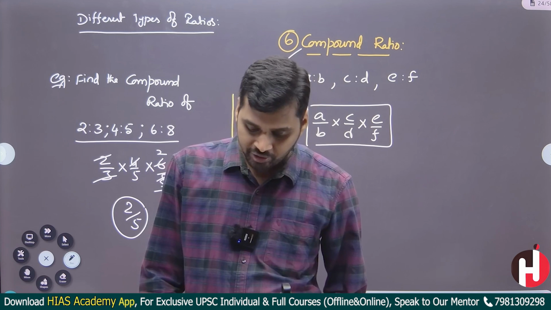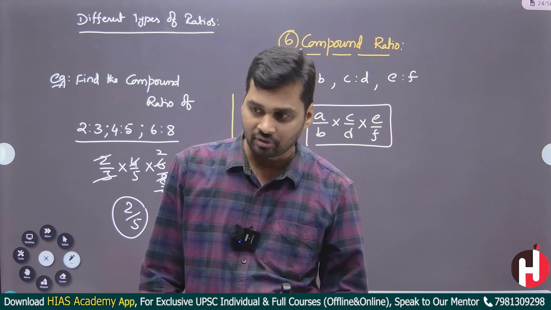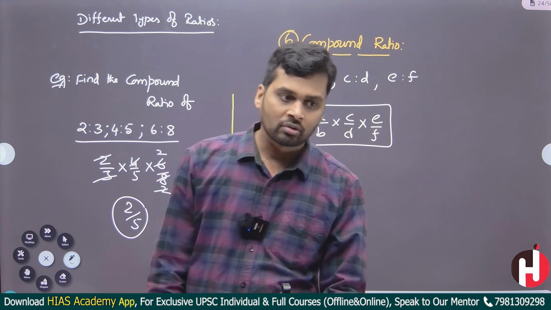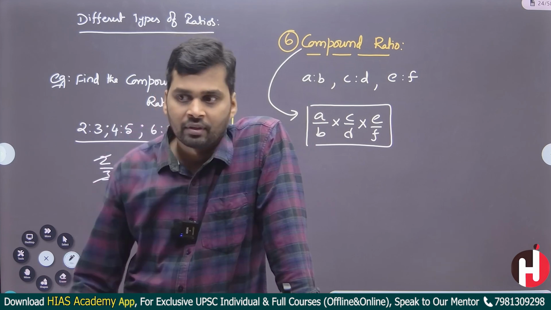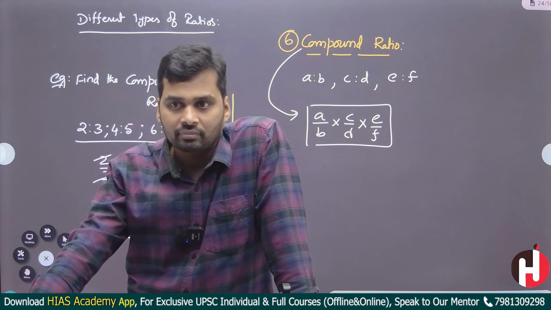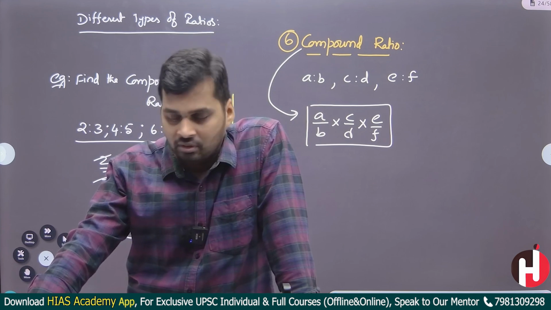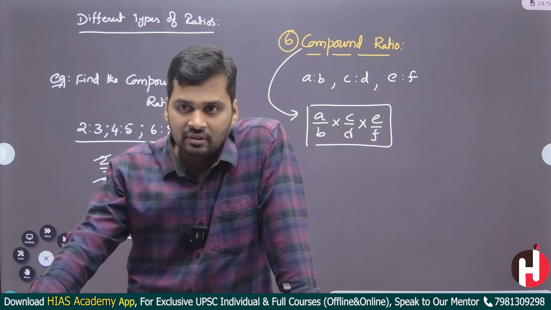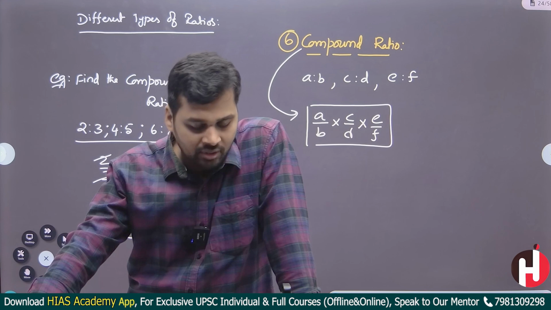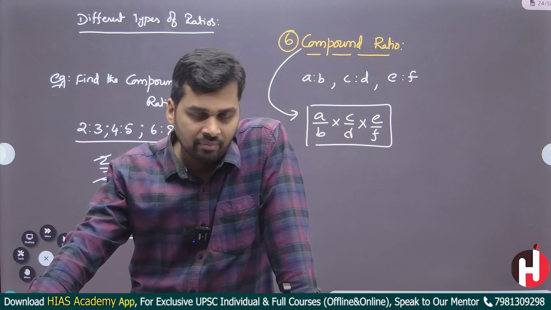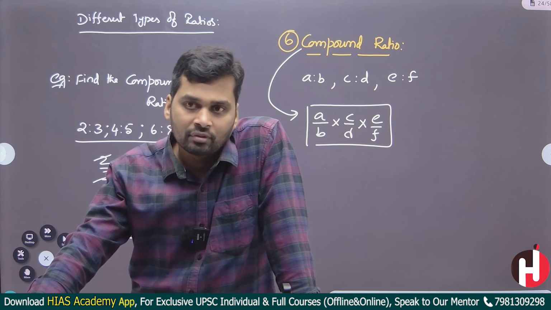So a compound ratio is nothing but what? It is the product of all the given ratios. So in total we have 6 types of ratios. First one is what? Duplicate ratio means the square of the numbers. Next, subduplicate ratio, the square root of the numbers. Next, triplicate ratio, the cube of the numbers.